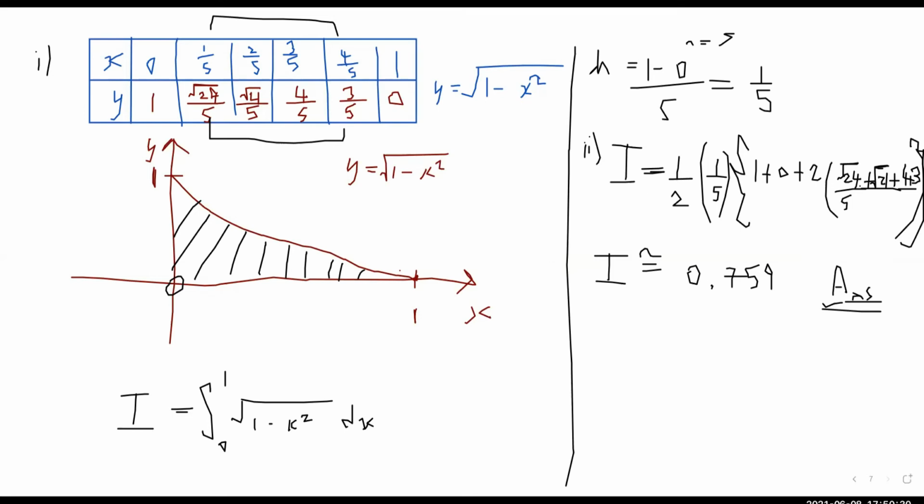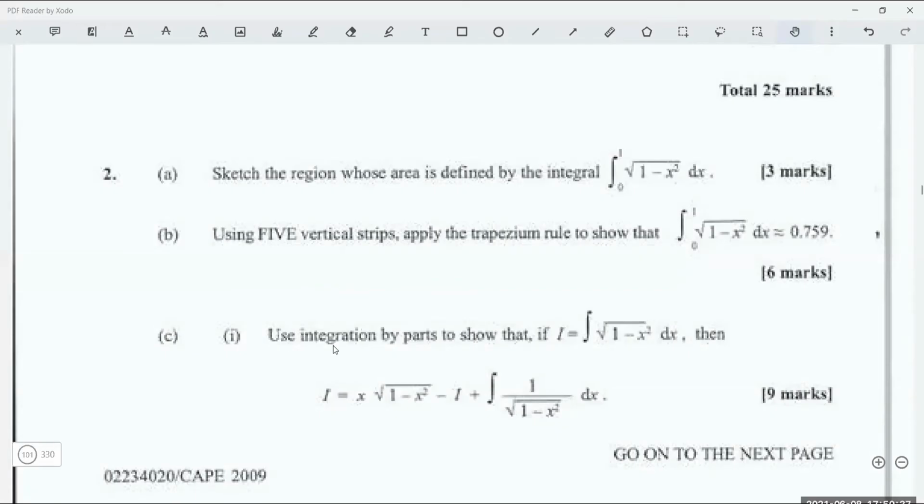All right, nice. Now the next part, right here, says use integration by parts to show that I can reduce to this down here. And it's 9 marks for that, integration by parts. Now, usually when you see something with a square root, you start thinking about either U substitution or rationalizing, but they tell you which method to use. They say use by parts.